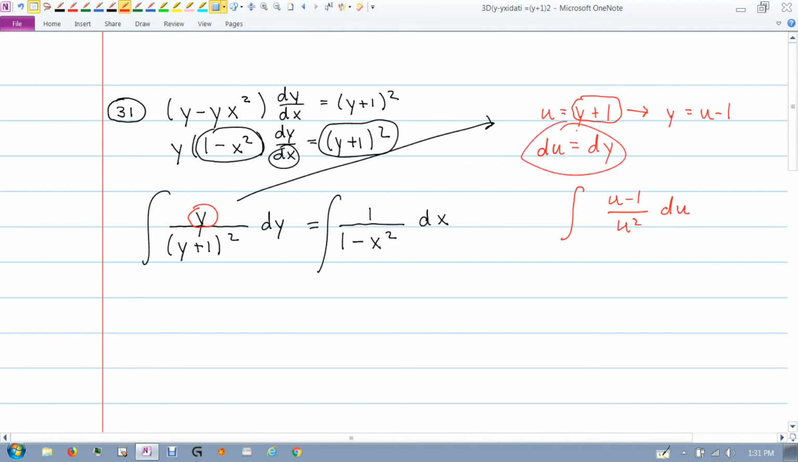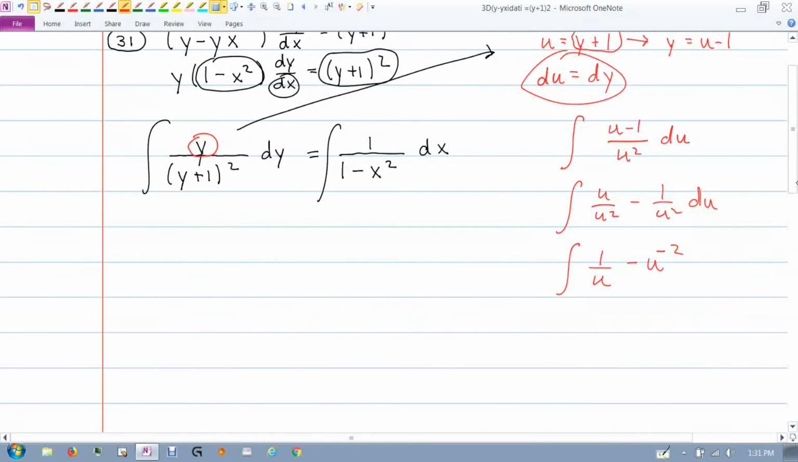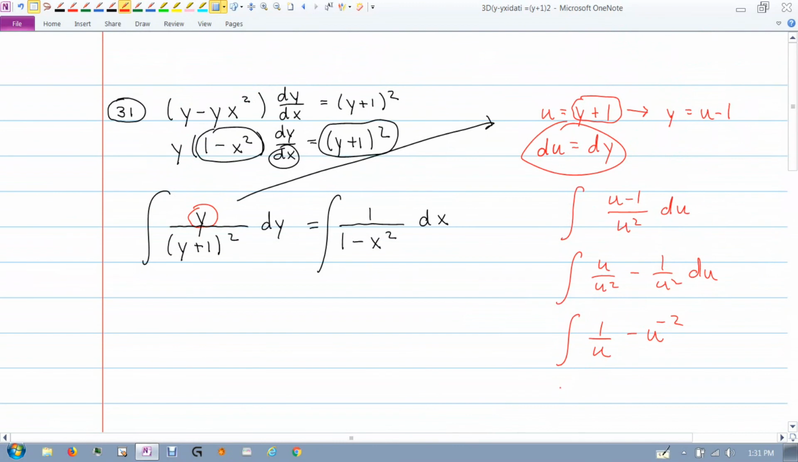Okay, that's just from here. Now what's nice about this is I can split this up into u over u squared minus 1 over u squared du. And that's just going to become the integral of 1 over u, and then this one is u to the negative 2. So now the antiderivative is what? It is natural log of u, and then the antiderivative here we're going to have plus 1 u to the negative 1. I keep on doing derivatives.